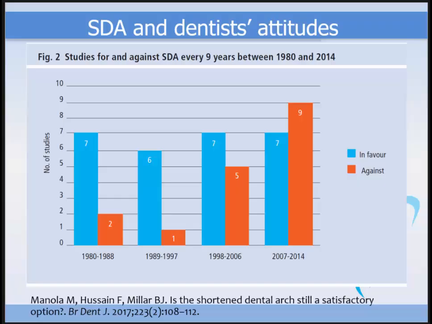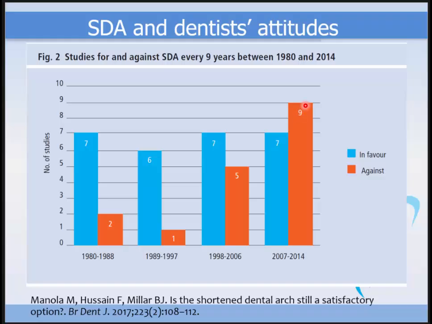In 2017, this collected the research from 1980 to 2014 to look into how much research was actually in favor of or against the SDA. As you can see, the number of research papers pro-SDA remains similar, and in recent years the number of research papers against the SDA has increased.